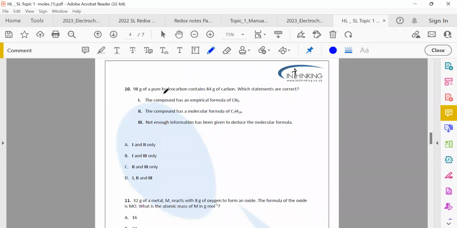Okay, next one. Basically, this one you need to do a bit of math. Basically, you have to take 84. Okay, and then after that, what must you do? You must divide by 12. Okay, and that means that the remaining will be hydrogen. That means that you have 14 grams of hydrogen divided by 1. So you have a 14 here. And if I'm not wrong, that gives you 7. Okay, the number of moles is 7. So if it's 7 and 14, that means that the empirical formula will be CH2.